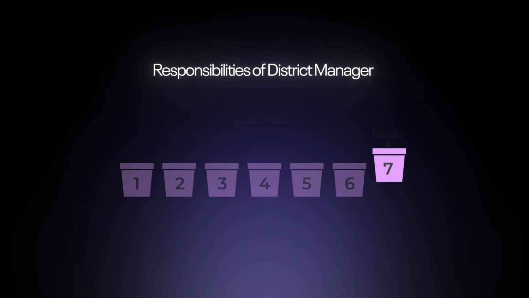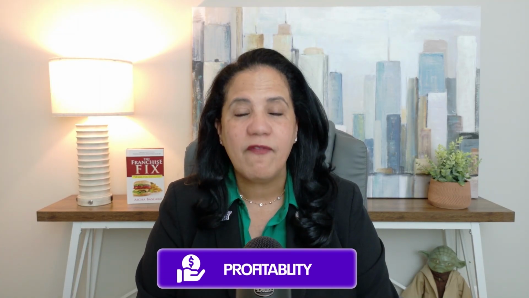And the last and most important responsibility of a district manager is to produce results. Obviously, responsibilities 1 through 6 ultimately are to be able to produce results, and the ultimate result is profitability.